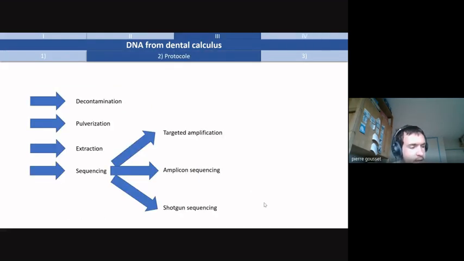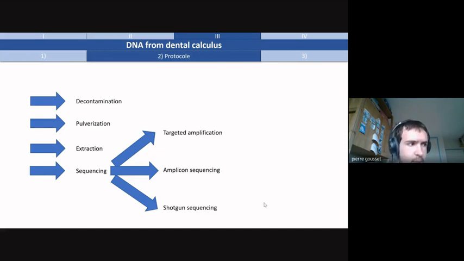To realize the DNA analysis from dental calculus, some steps must be followed. The calculus breaks free from the tooth with a simple pressure applied on it laterally. A particularly important step of the protocol is the sample decontamination.